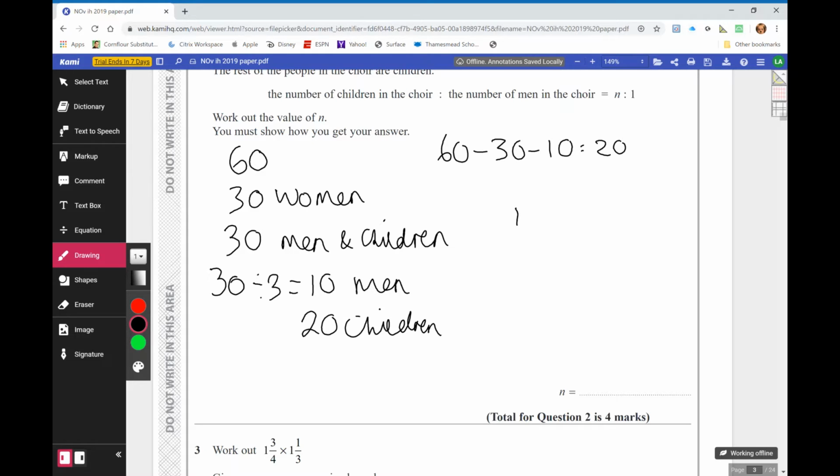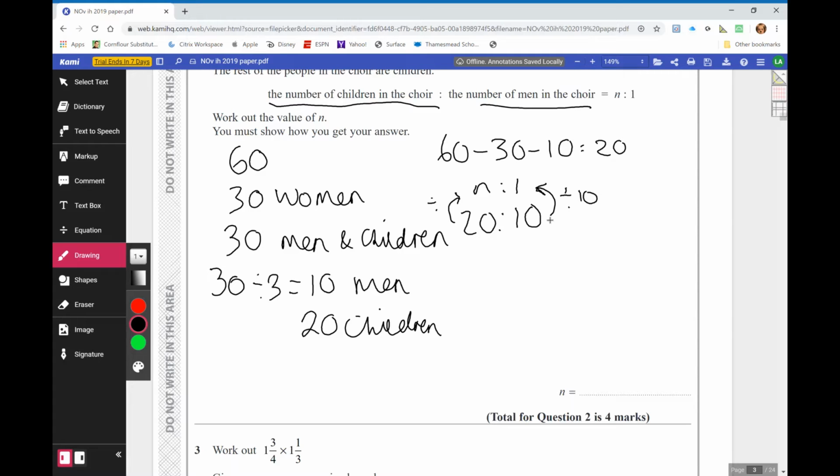Okay, so 10 men, so the way around they want it actually, 20 children. So if you look at this here, it actually wants the children, 20, to the number of men as n to 1. Now, if 10 is 1, so what you do to get from 10 to get to 1, you would divide by 10. So you have to do the same on the other side for the children.